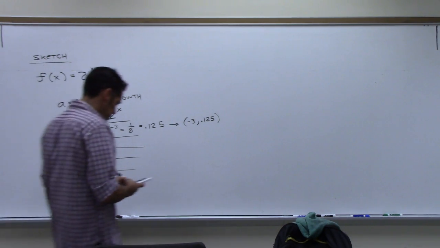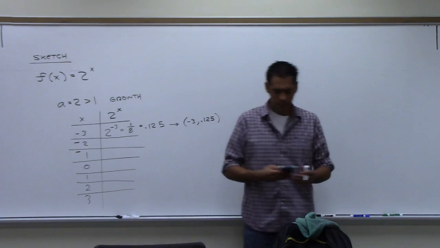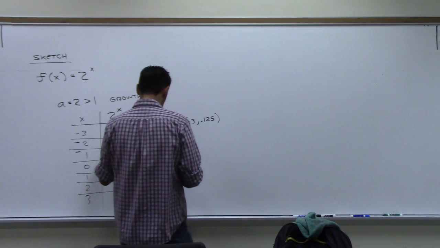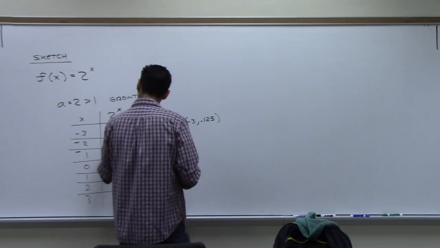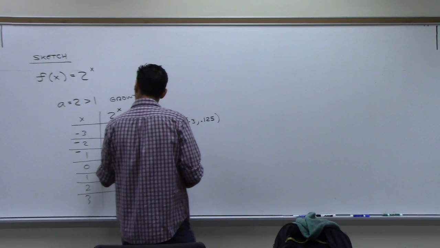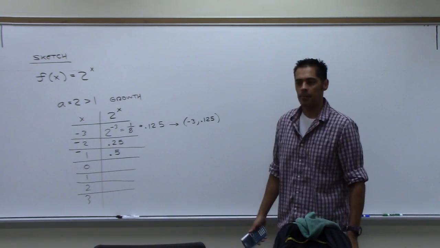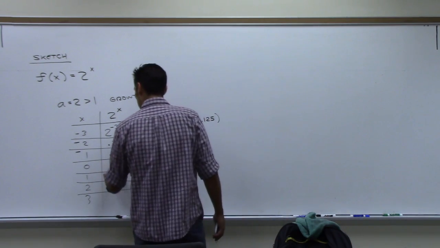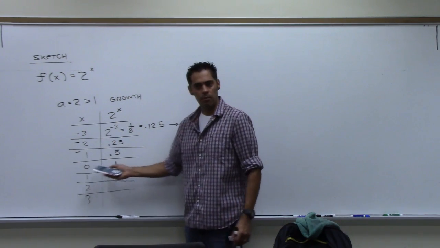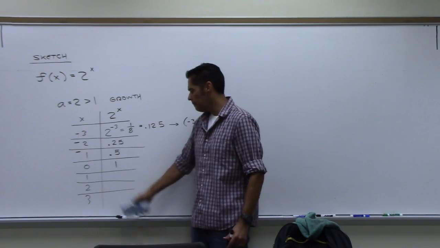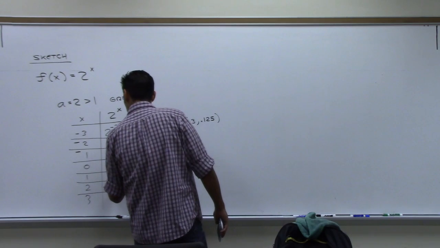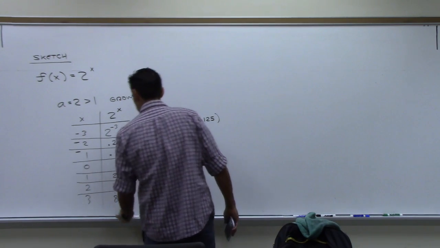What about 2 to the negative 2? 1/4, 0.25. Then 0.5 for -1. Then you should get 1. Hey, look, (0, 1). That's a point I said would always be there. Then we should get 2, 4, and 8.